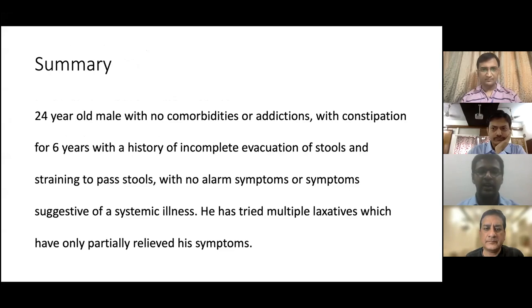So summarizing the history, this is a 24-year-old male with no comorbidities or addictions, with constipation for 6 years, with a history of incomplete evacuation of stools and straining to pass stools, with no alarm symptoms or symptoms suggestive of systemic illness. He has tried multiple laxatives, with which he has had only a partial relief of symptoms.